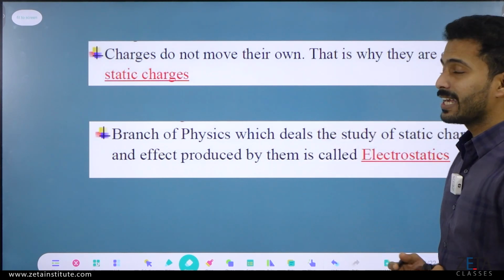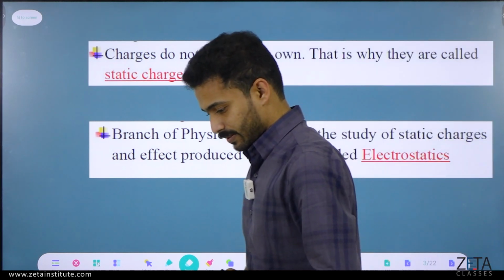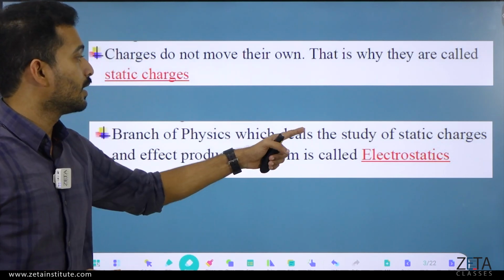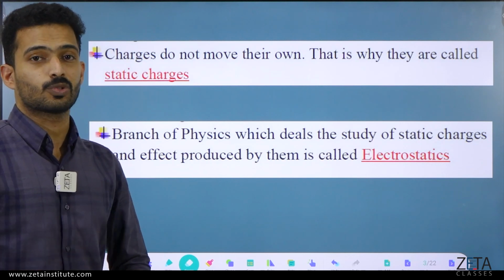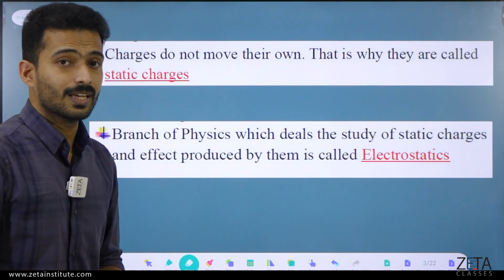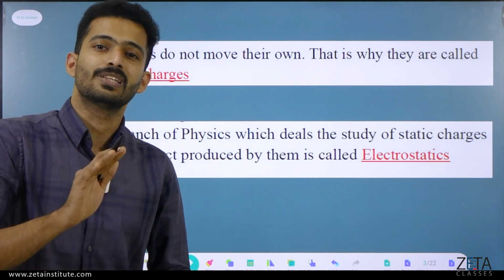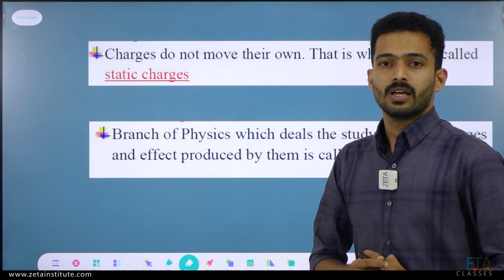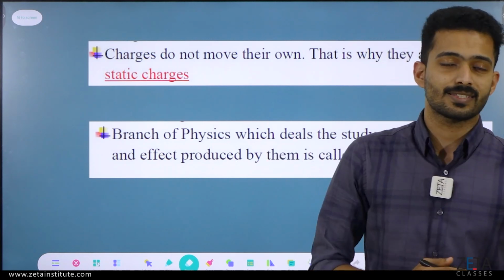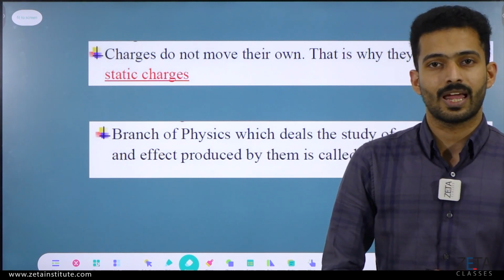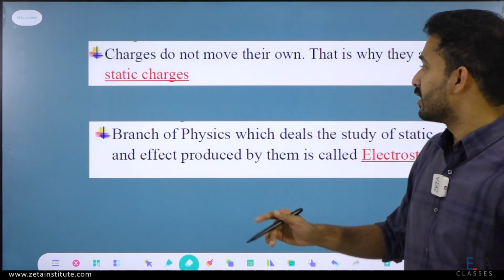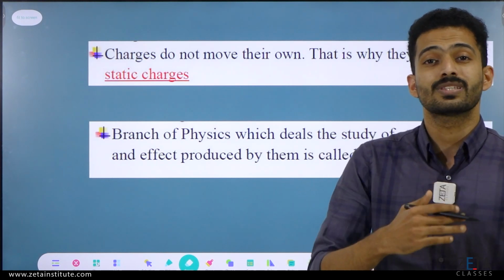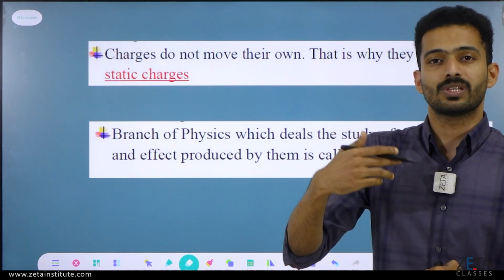The branch of physics which deals with the study of static charges and the effects produced by them is called electrostatics. So what do you mean by electrostatics? It's a branch of physics that deals with the study of charges at rest, that means static charges. In our syllabus, the first chapter, charges and fields, and the second chapter, electrostatic potential and capacitance, come under electrostatics, that means charges at rest. Another term is electrodynamics, that is charges in motion. Magnetic fields also exist there, so that we will discuss later.